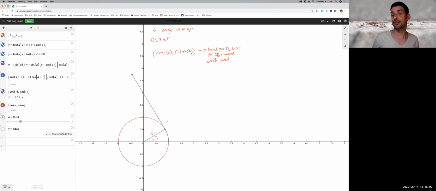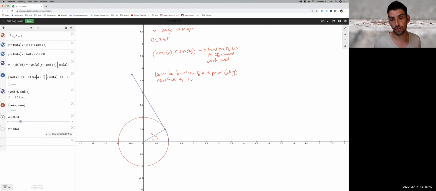So for instance, if I knew the red point was 5 units to the right of the origin, and the blue point was 2 units to the left of the red point, I'm going 5 units to the right, 2 units to the left. I must be 3 total units to the right from the origin for that blue point. So I want to now try to describe the location of the blue point, which is really our dog, relative to the red point.